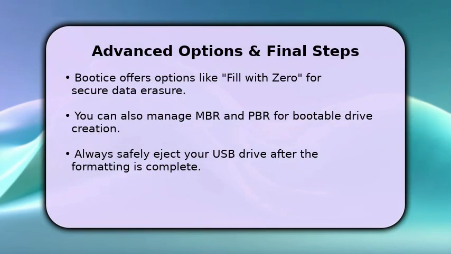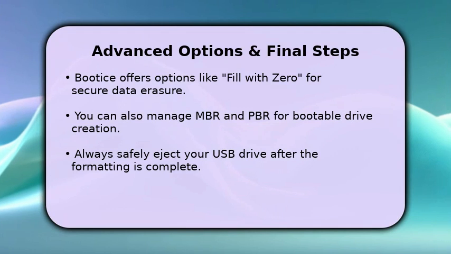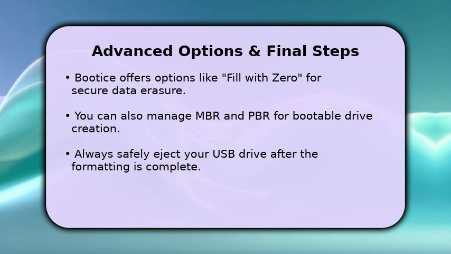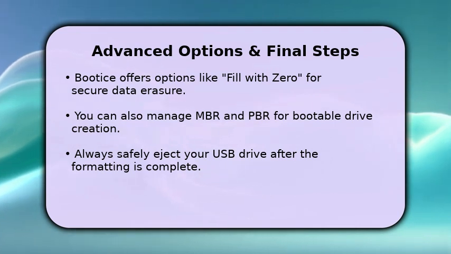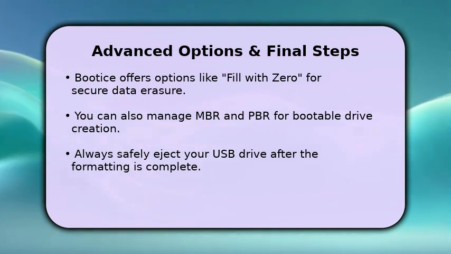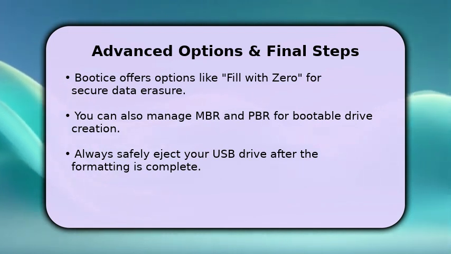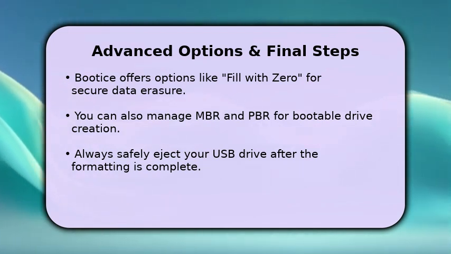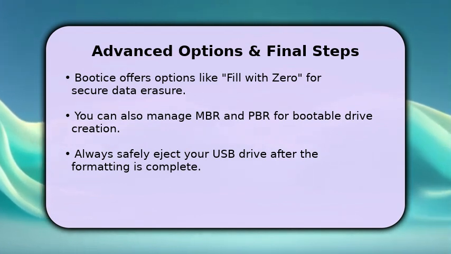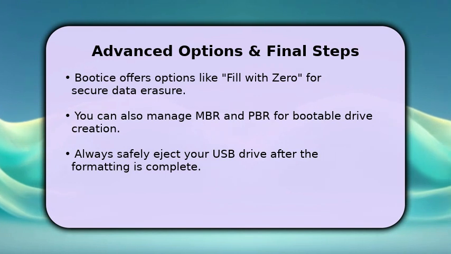Beyond basic formatting, Bootice provides advanced features like Fill with Zero for a more secure data wipe, ensuring old data is unrecoverable. You can also modify the master boot record or partition boot record, which is essential for creating bootable USB drives. Once the formatting process is finished, close Bootice and safely remove your USB drive from the computer. Finally, confirm the drive's new format and capacity through your operating system's File Explorer.